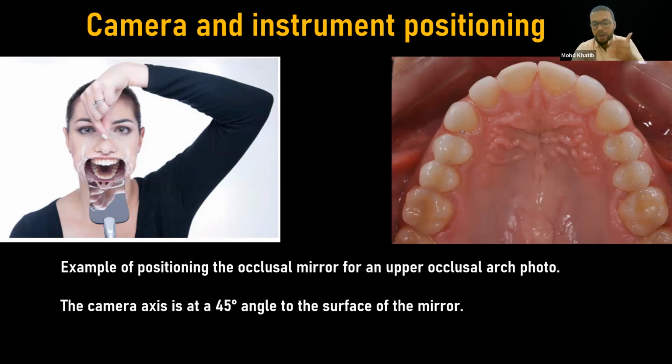And the angulation between the camera and the mirror should be 45 degrees. Then you focus on the premolar and click the photograph. Do not focus on the central incisor. Otherwise, what will happen? Remember the rule of 1/3 and 2/3. The molar region will be out of focus. So please remember this. Angulation should be 45 degrees. There should be a gap between the molar and the mirror, and focus on the bicuspid region.